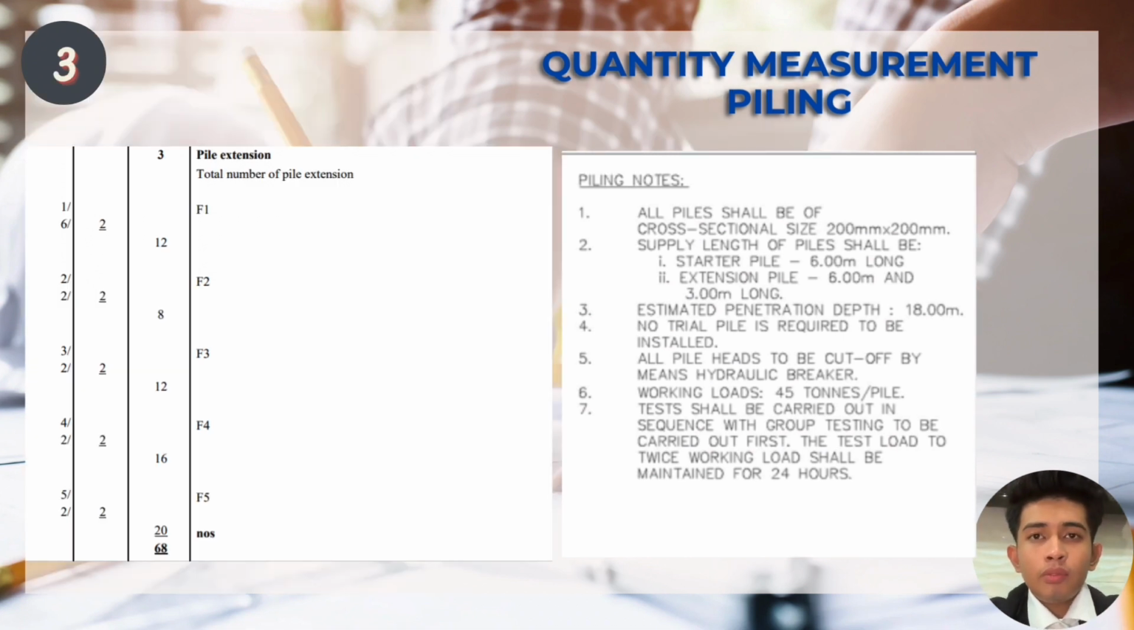The third step is we calculate the pile extension. For the first column is normal. We have 1 as our formwork 1 and 6 as our number of formwork.